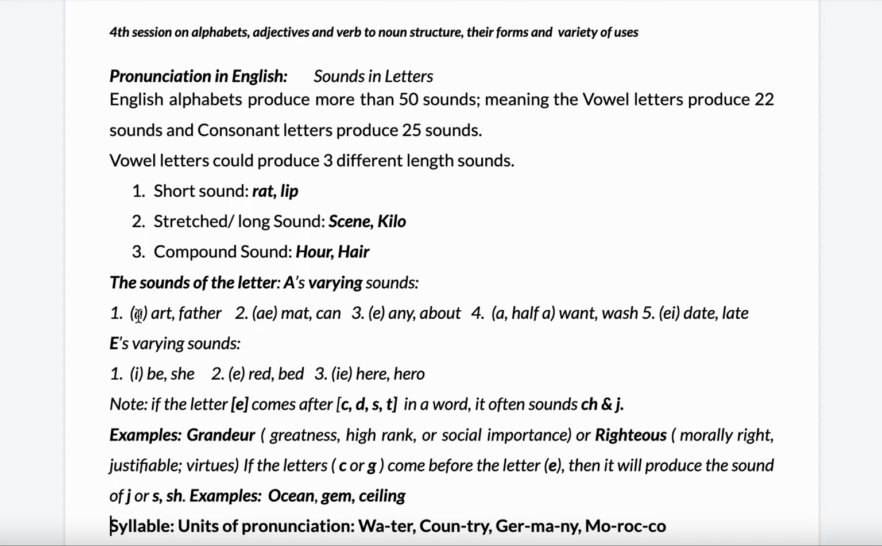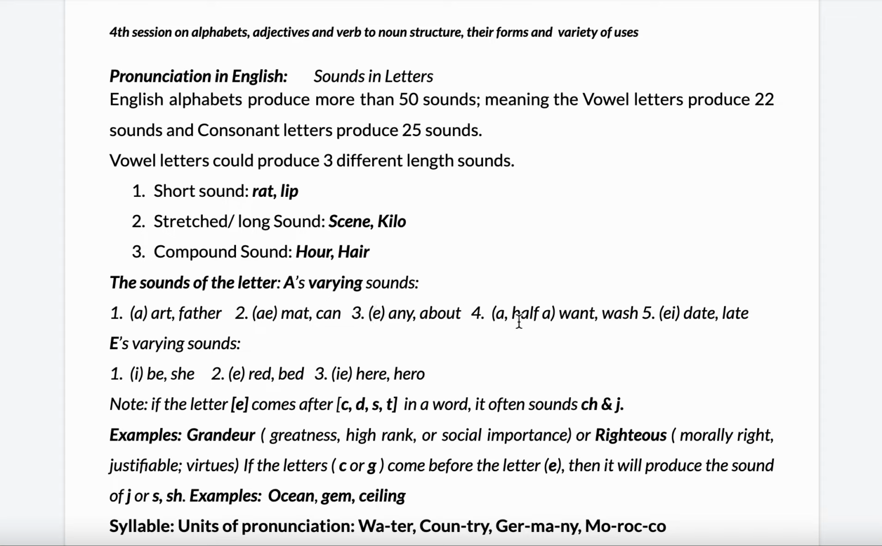So A functions differently. Our A can have different sounds here. For example, art, father, here it sounds like ah. However, here we use it, but it sounds differently, even though we have used the same letter. It's like mat and can. It's like a combination of E and E. And the third one is any and about. Here it sounds like E.